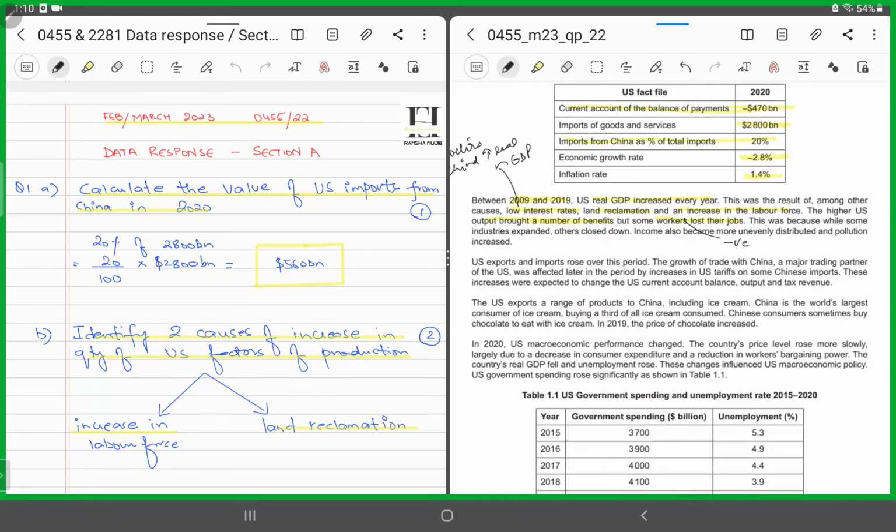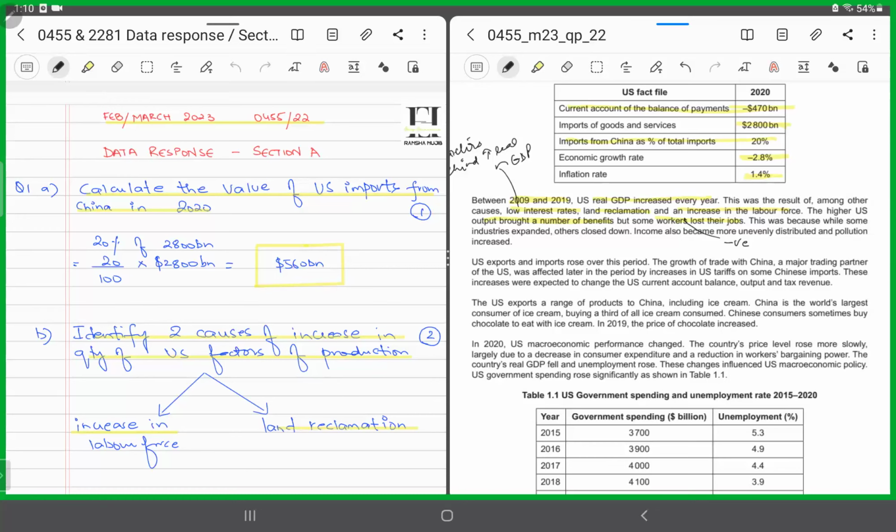So now they say there were multiple reasons. Some industries expanded, some closed down. There was an uneven distribution of income, and pollution was also there. So there were a number of factors that were negative, right?